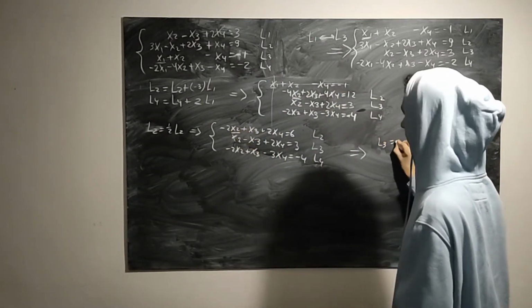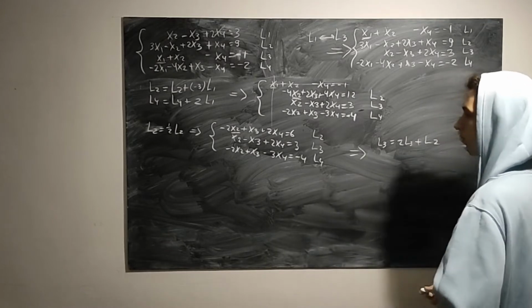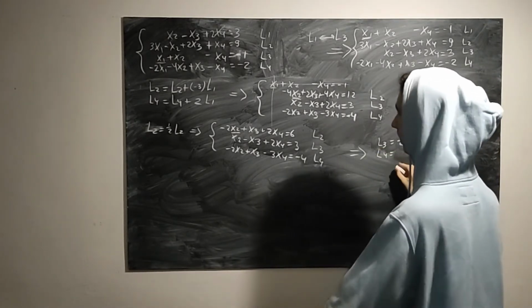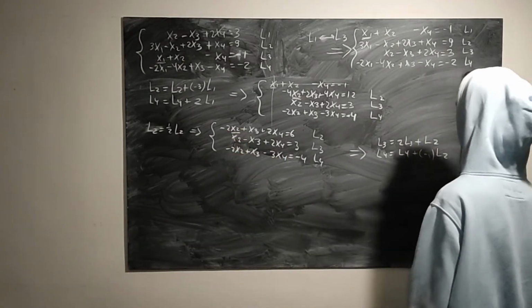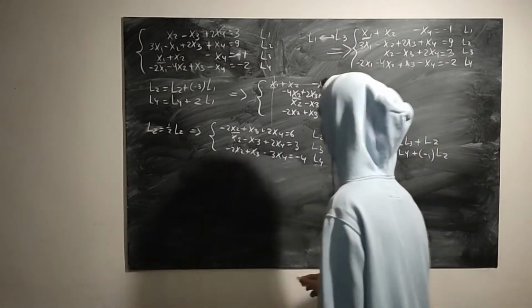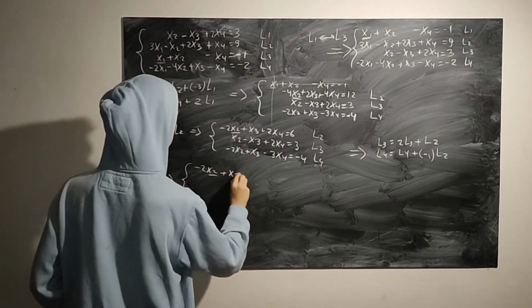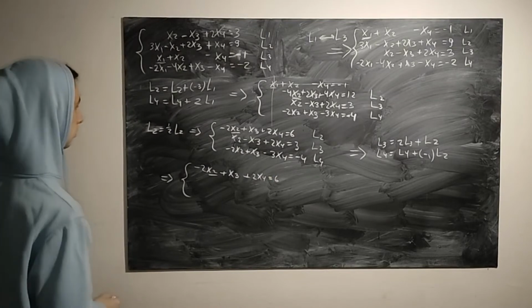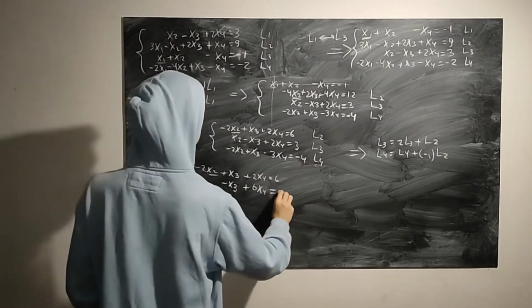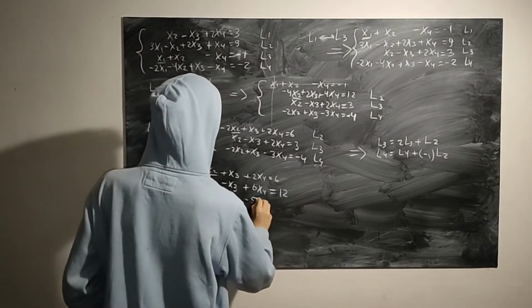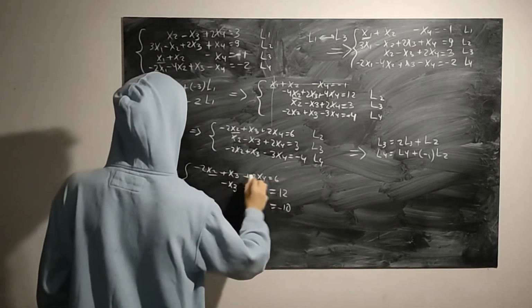We can do it like this. Equation L3 is going to be equal to twice equation L3 plus L2, and equation L4 equals L4 plus L2 times negative 1. And once again, we made an update of our system. Here minus 2x2 plus x3 plus 2x4 equals 6, then minus x3 plus 6x4 equals 12, and finally 5x4 equals 10. With x2 we are already done, so we can mentally cross out this equation.